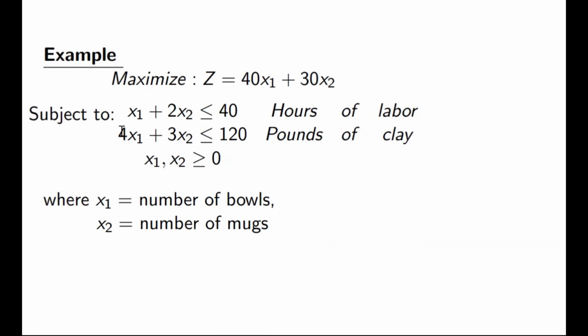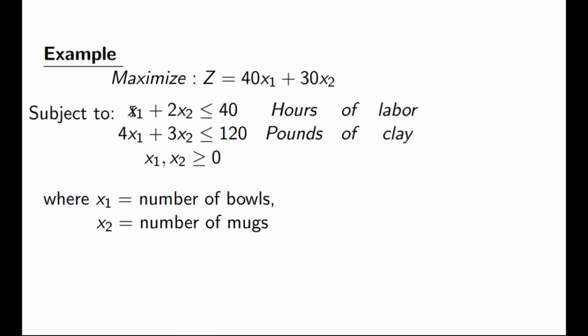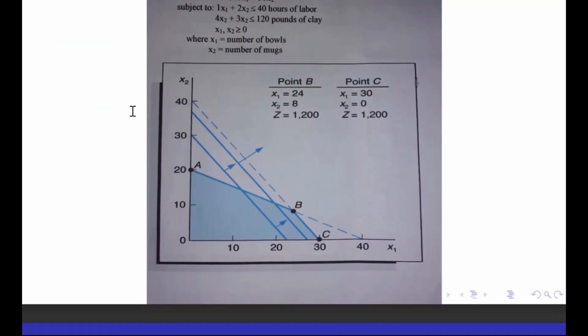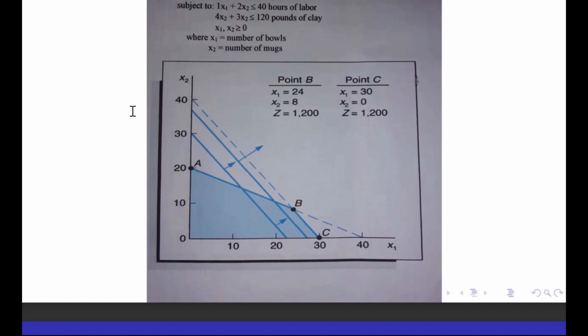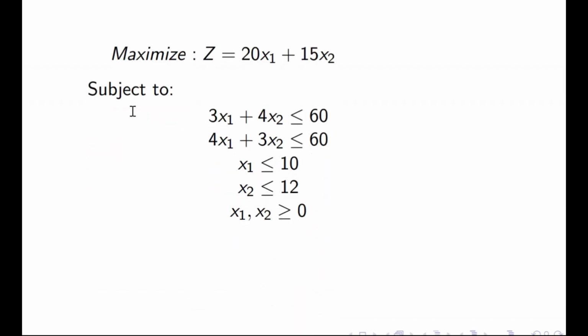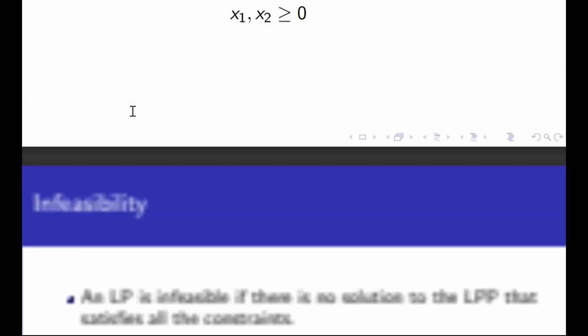Example, maximize Z equal to 40x1 plus 30x2, subject to x1 plus 2x2 less than or equal to 40, 4x1 plus 3x2 less than or equal to 120, x1, x2 greater than or equal to 0, where x1 is the number of bulls, x2 is the number of mugs. So here we see the solution. So an alternative optimal solution would be maximize Z equal to 20x1 plus 15x2, subject to the following.